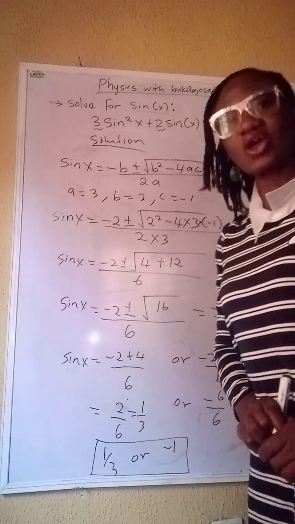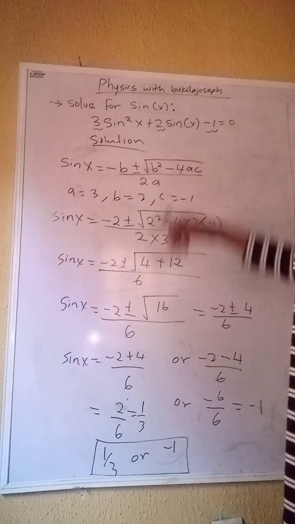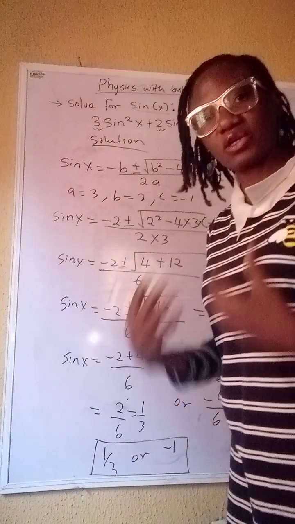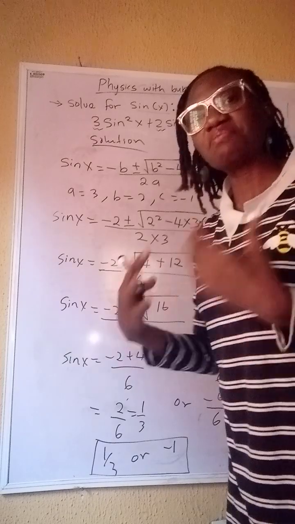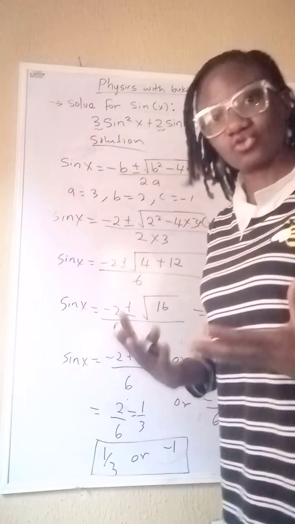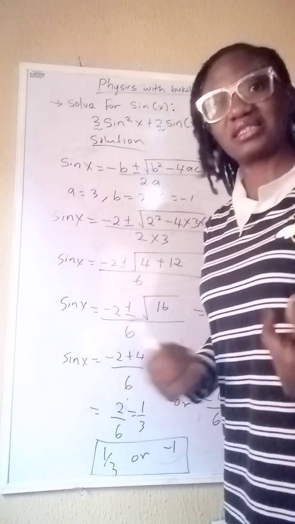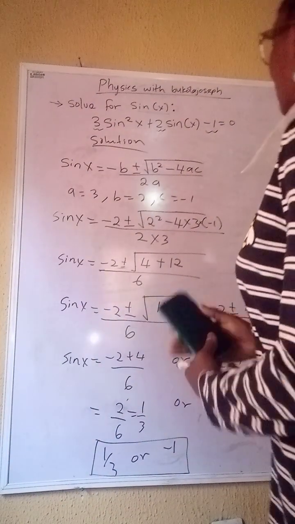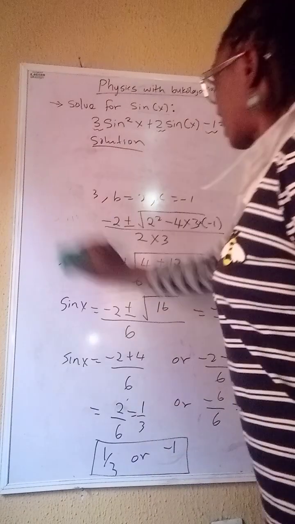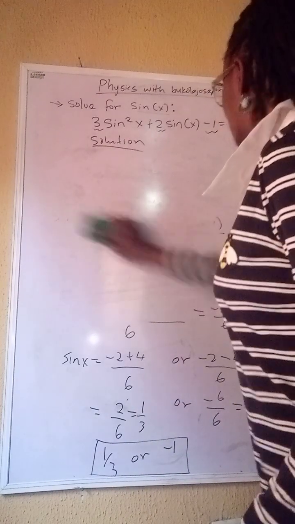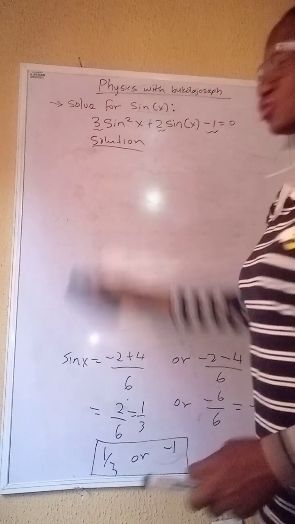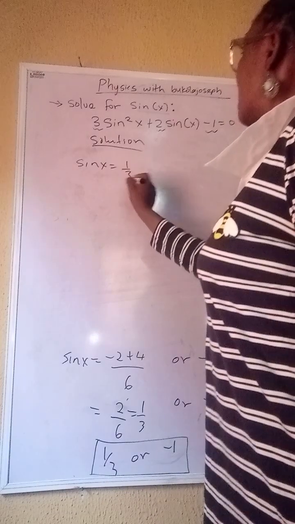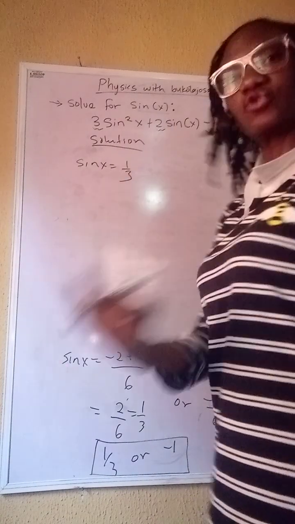So let's quickly check if these solutions will make the expression equal to 0. We are going to substitute sine x into this expression to check if it is equal to 0. If it is equal to 0, it means that it is the solution. Let's start with the first one, sine x is equal to 1 over 3. Let's substitute 1 over 3 into this expression and see if it gives us 0.